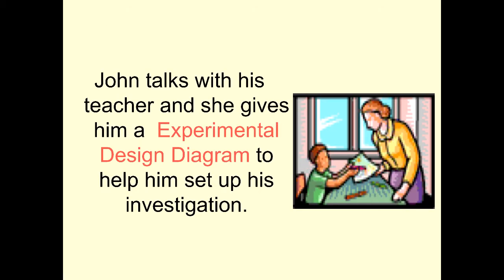John then talks to his teacher, and she gives him an experimental design diagram to help him set up his investigation. And this is just an example of what an experimental design diagram might look like. First of all, you have a title. It's the effect of, in this case, sugar on the rising of the bread.